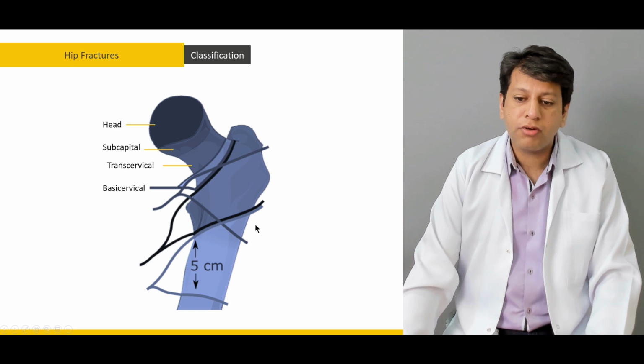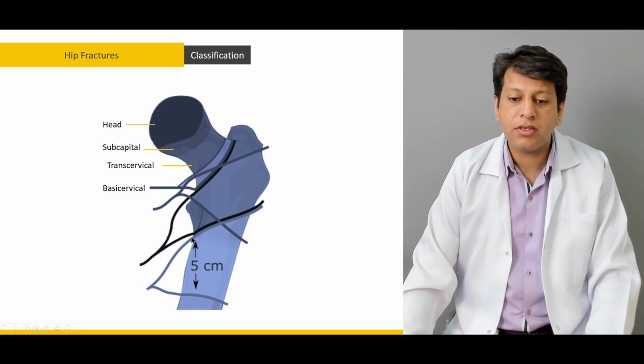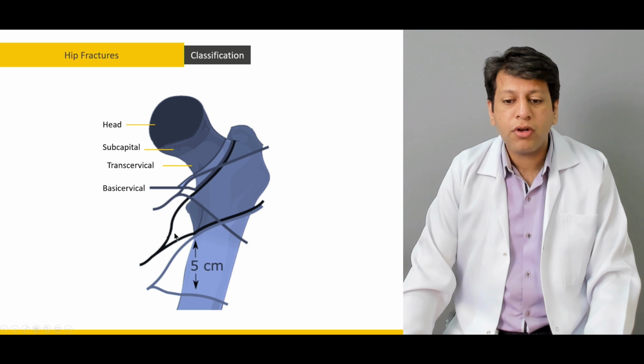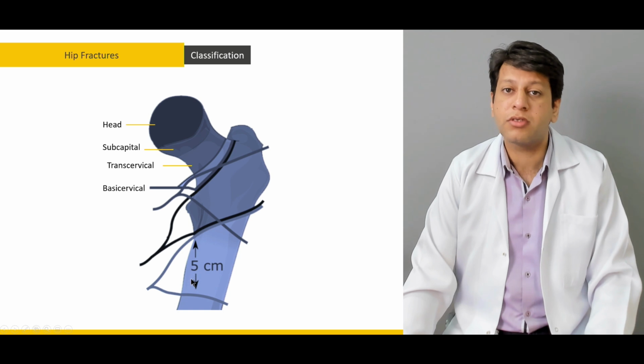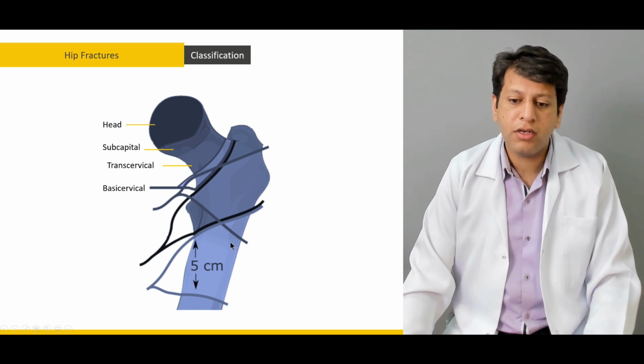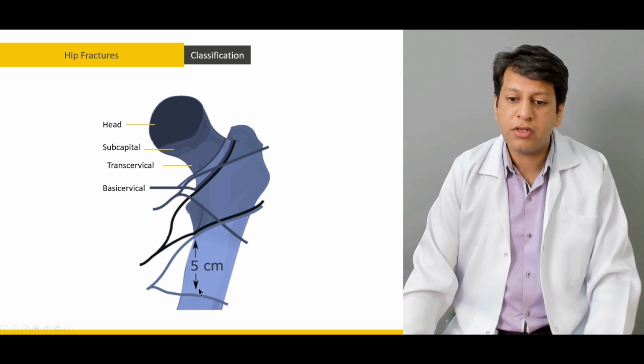Then this is the intertrochanteric area, and then there is a subtroch area. The subtroch area is considered as at least 5 cm below the level of the lesser troch. This is the lesser troch. 5 cm below the level of the lesser troch is termed the subtroch area. Any fracture here would be considered a subtrochanteric fracture.